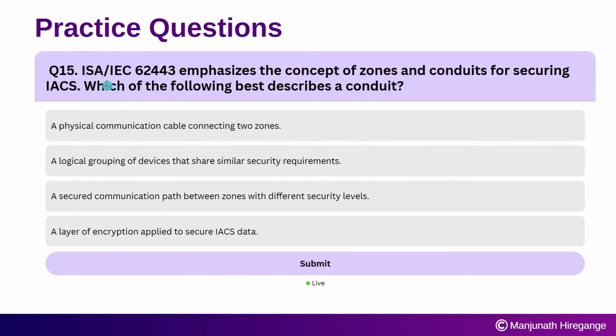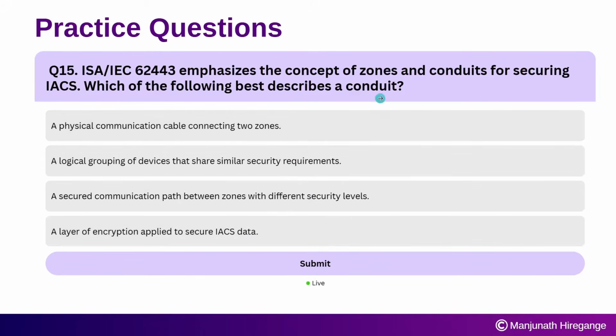Question number 15. ISA 62443 emphasizes the concept of zones and conduits for securing IACS. Which of the following best describes a conduit? A physical communication cable connecting two zones. A logical grouping of devices that share similar security requirements. A secured communication path between zones with different security levels. A layer of encryption applied to secure IACS data.